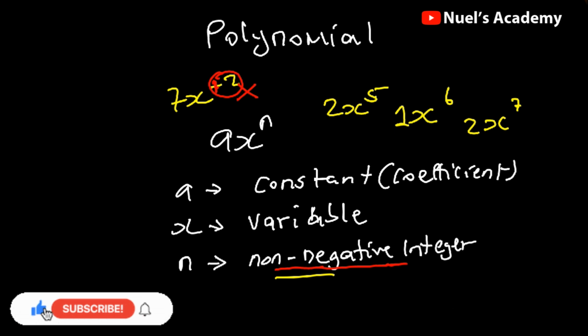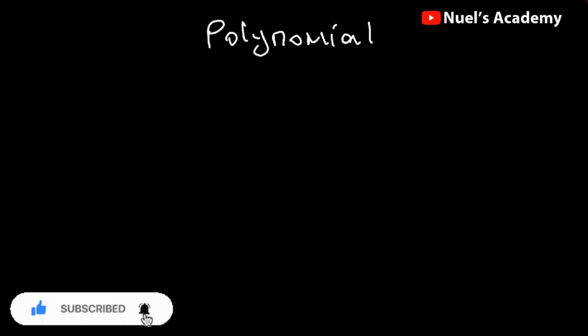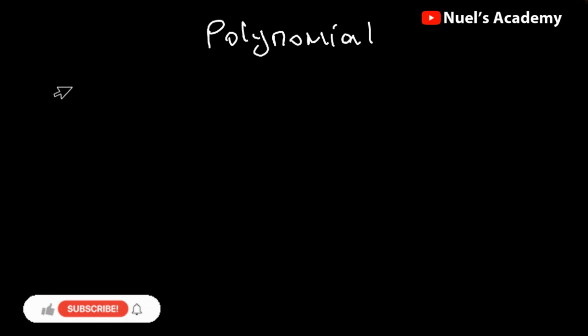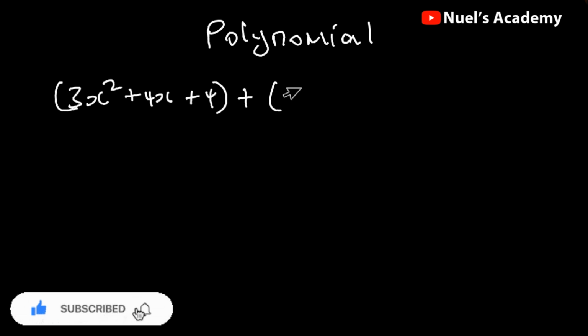So let's discuss addition and subtraction of polynomials. For addition of polynomials, if you have 3x squared plus 4x plus 4, and we're asked to add it to x squared plus 3x minus 4.